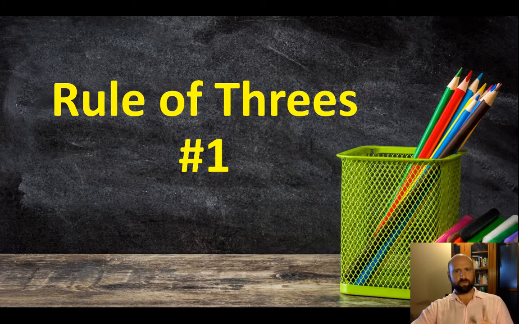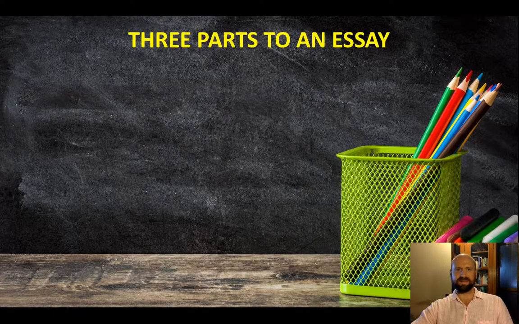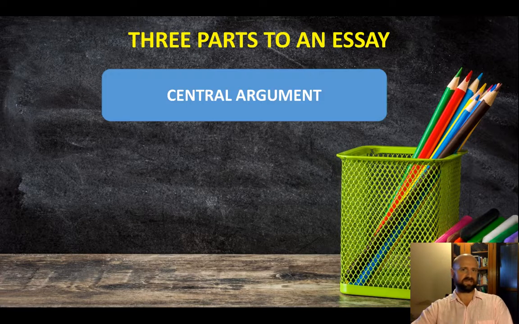Alrighty. So, rule number 1. Rule of threes number 1 is I think there are 3 parts to the essay as I just outlined. You've got your central argument that shows your understanding of the topic. This is how you answer the question.